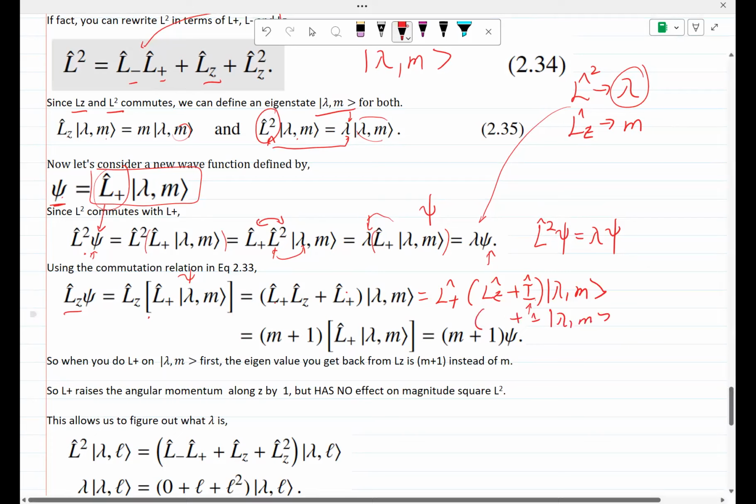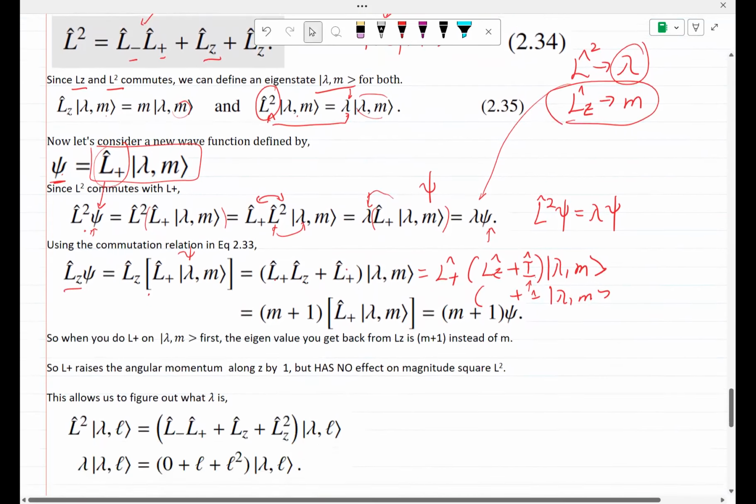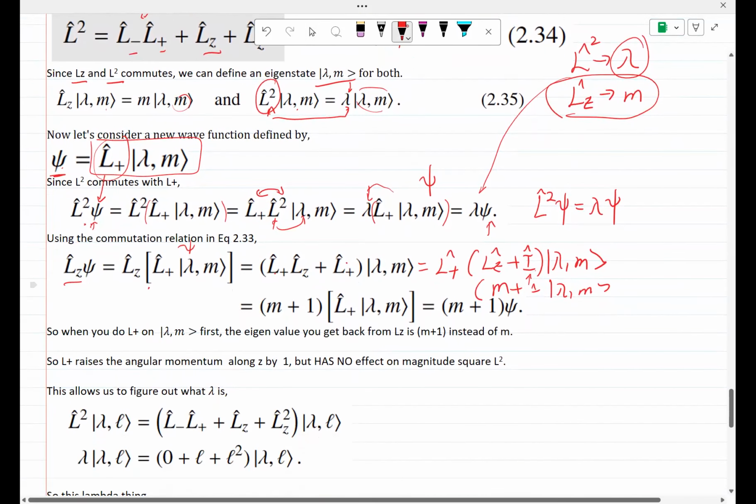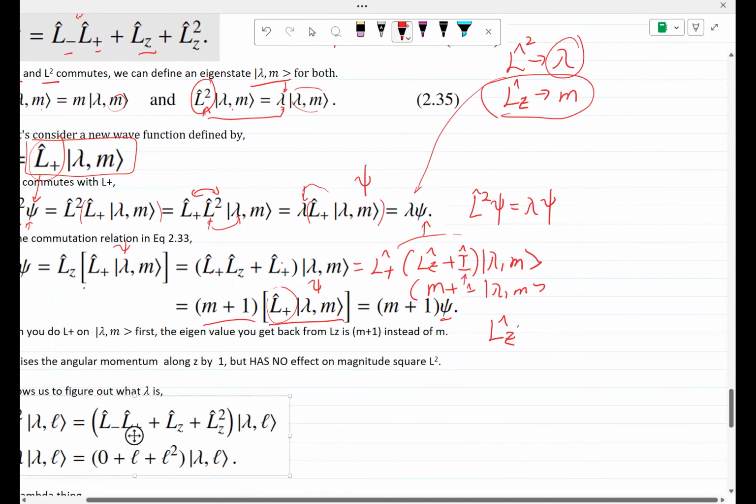L_Z, what does that give me when I act on a state of lambda M? It gives you M, because the eigenvalue for L_Z is M. So you get M plus 1 here. And then once again, we switch the order and factor out this M plus 1. Now we have L plus acting on that state, and remember, 1 acting on that state is just psi itself. This is just psi once again. So L_Z acting on some state gives you M plus 1 times that original state.